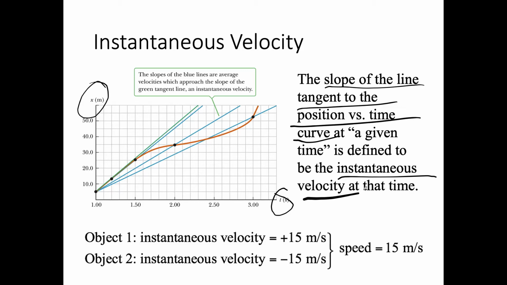And if you take the absolute value of velocity, it will give you the speed of the object. So the instantaneous velocity can be positive 15 meters per second or negative 15 meters per second, which means the car is moving in the positive direction or the negative direction. But for a velocity of positive 15 meters per second or negative 15 meters per second, the speed is both 15 meters per second.